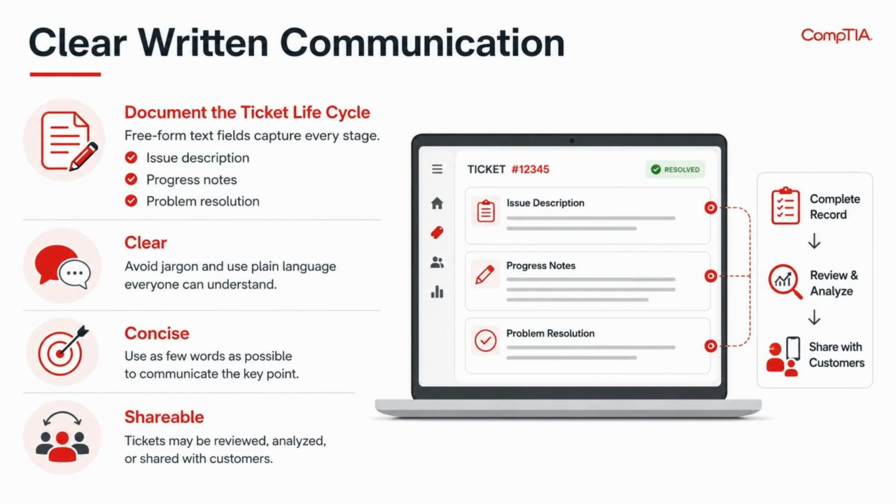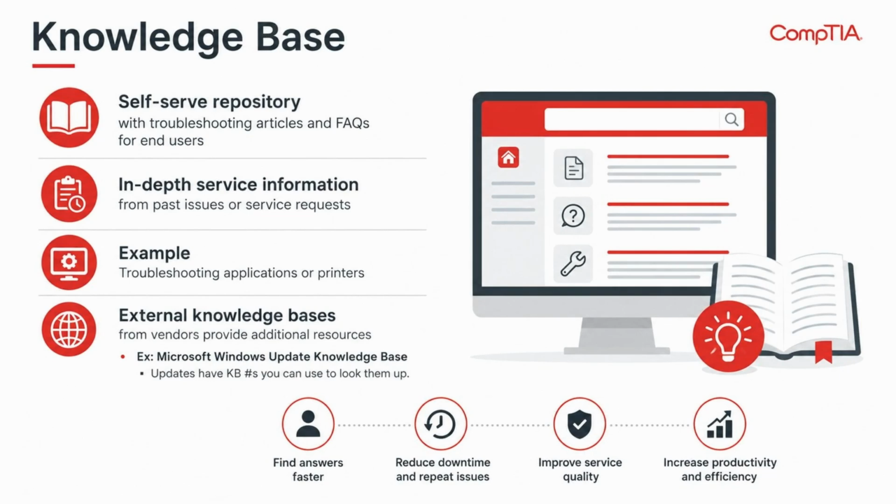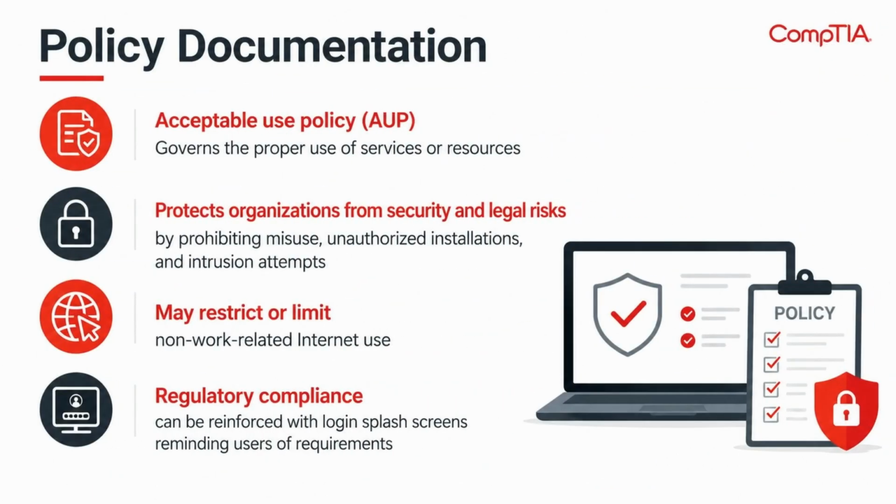When writing ticket updates, aim for clarity and conciseness. Use plain language and avoid unnecessary technical jargon, as these records are often reviewed by management or shared directly with the customer. The knowledge base is your most valuable self-service tool, populated with FAQs and specific troubleshooting guides, including vendor-provided references like Microsoft Knowledge Base numbers for easy lookup. Finally, the acceptable use policy is essential for maintaining security and compliance. It sets clear boundaries for organizational resources and helps protect the business from legal and security risks.